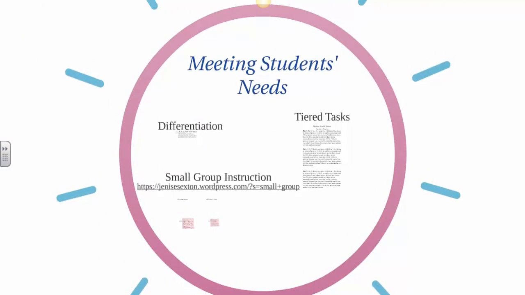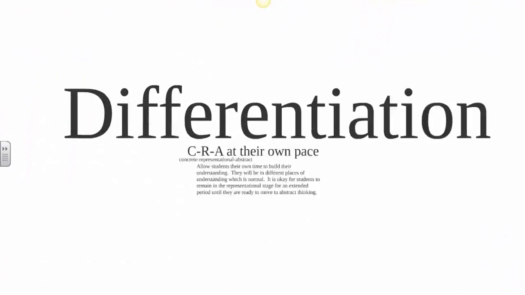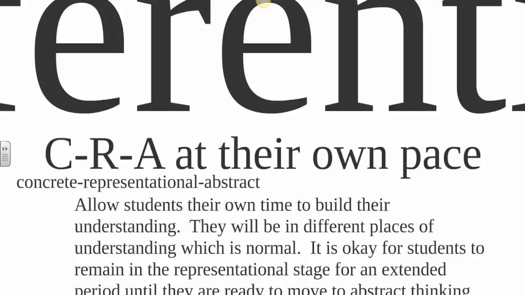What do you do when students struggle? Differentiation will play a key role in your classroom. Allowing students to work at their own pace to build their understanding will be helpful. It is okay for students to remain in the representational stage for an extended period until they're ready to move to the abstract thinking stage.